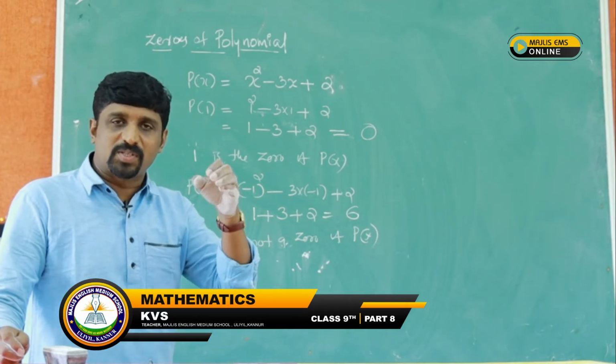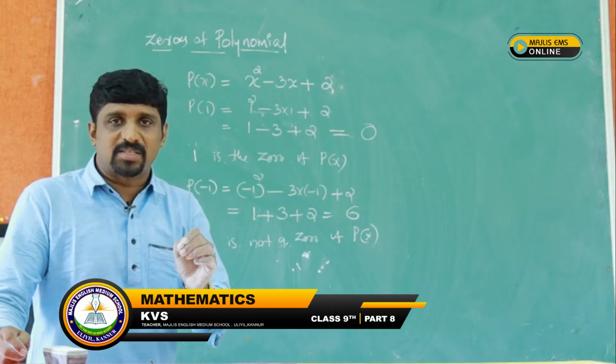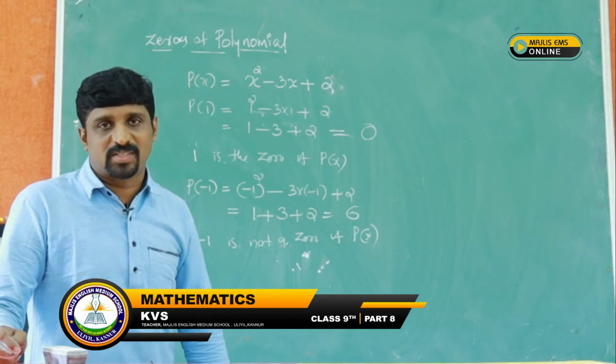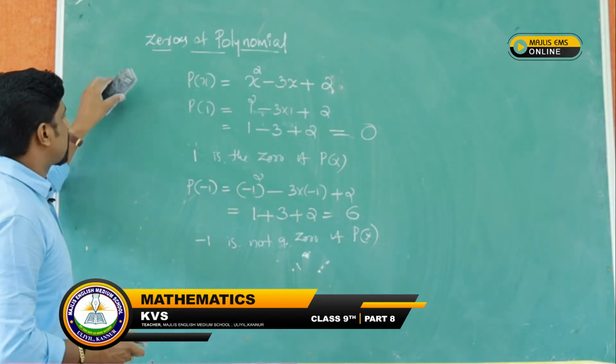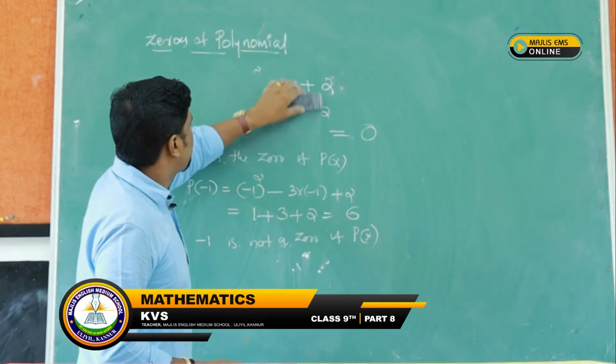You can substitute different numbers for x in p of x. When we got answer 0, we can conclude it is a 0 of p of x. Clear? When we got answer 0, that is considered a 0 of p of x. You can consider another.